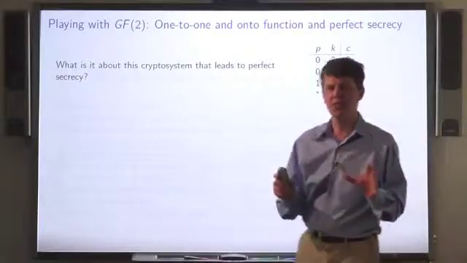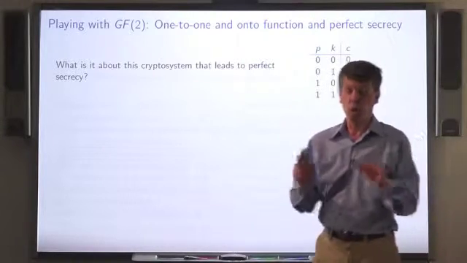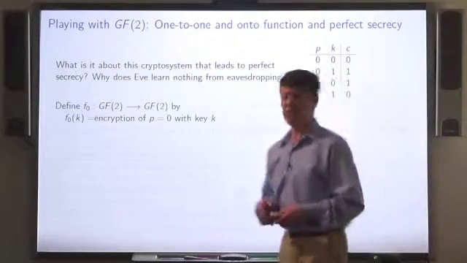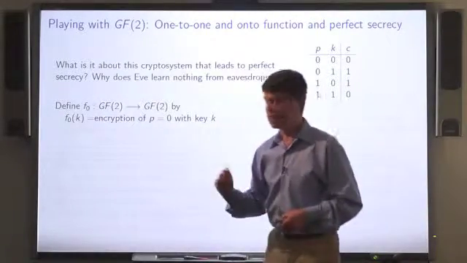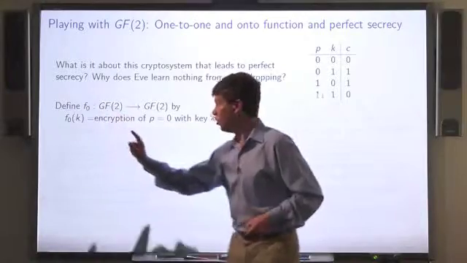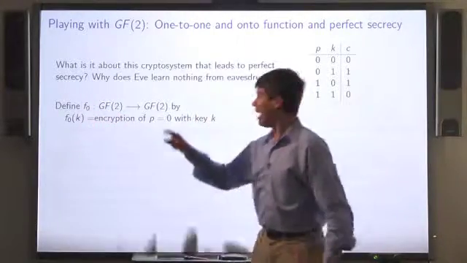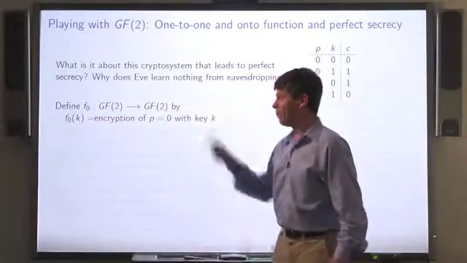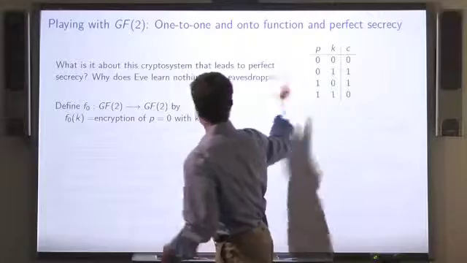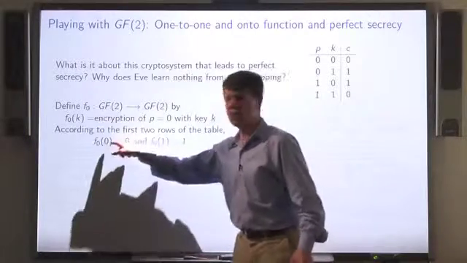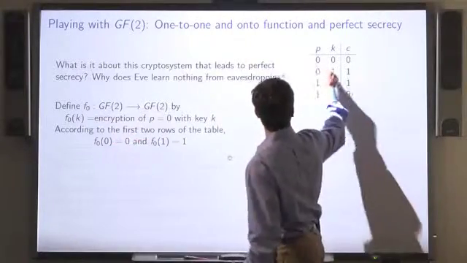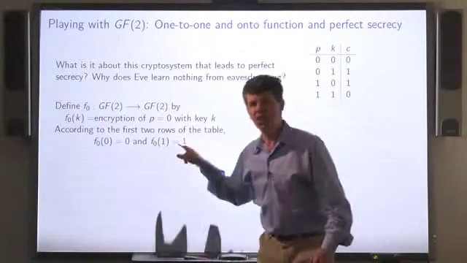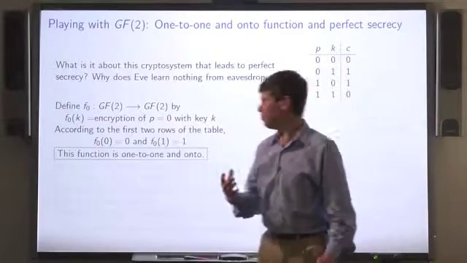What is it about this crypto system that leads to perfect secrecy? Why does Eve learn nothing from eavesdropping? Well, let's define the function f0 as follows. f0 takes as input the key, K, and outputs the encryption of the plain text 0 with that key. So according to the first 2 rows of this table, f0 of 0 equals 0, and f0 of 1 equals 1. This function is 1-to-1 and onto.